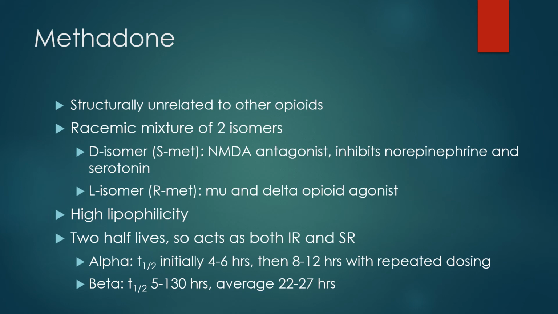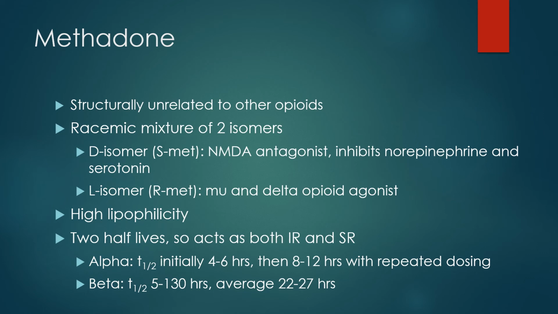This is the final topic: methadone. Methadone is structurally unrelated to other opioids. It is a racemic mixture of two isomers. The D isomer is the NMDA antagonist and also inhibits norepinephrine and serotonin. The L isomer is the one that is a mu and delta opioid agonist.